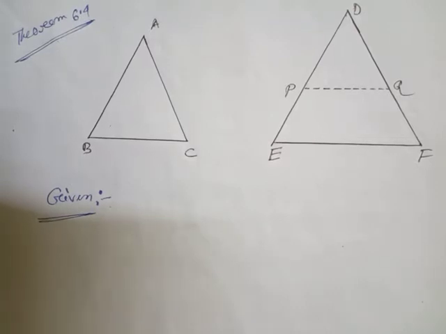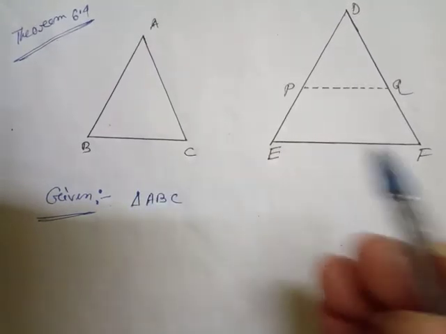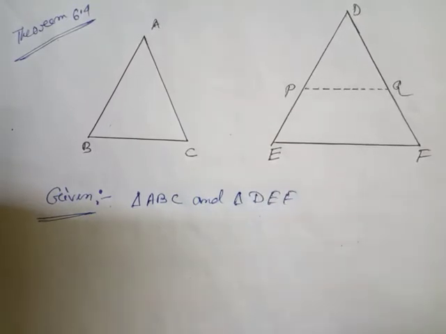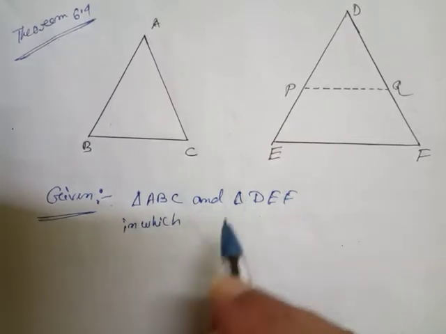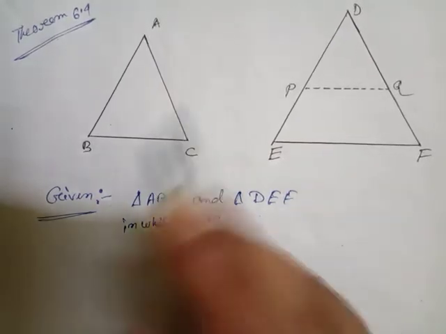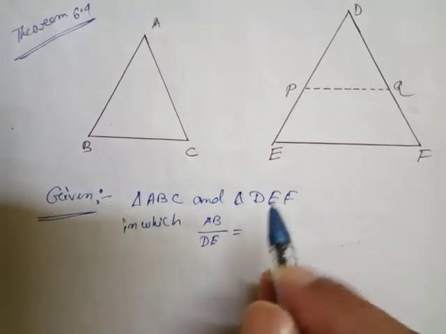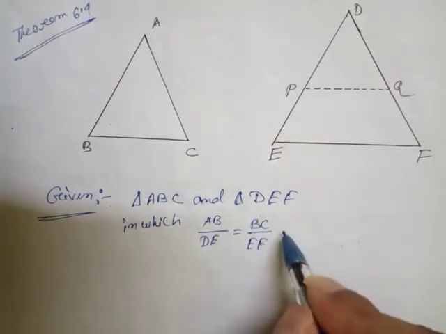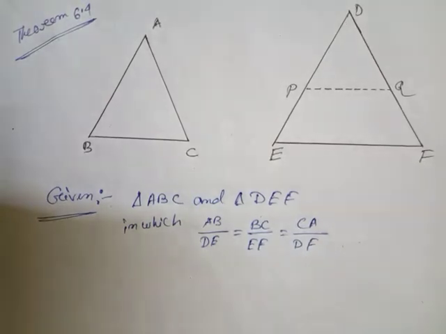Now look, the given part: triangle ABC and triangle DEF, in which AB by DE, then BC by EF, then CA by DF. This is the given part.